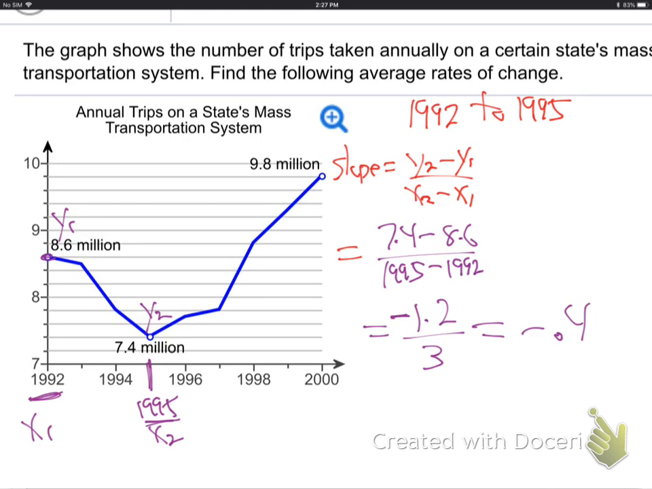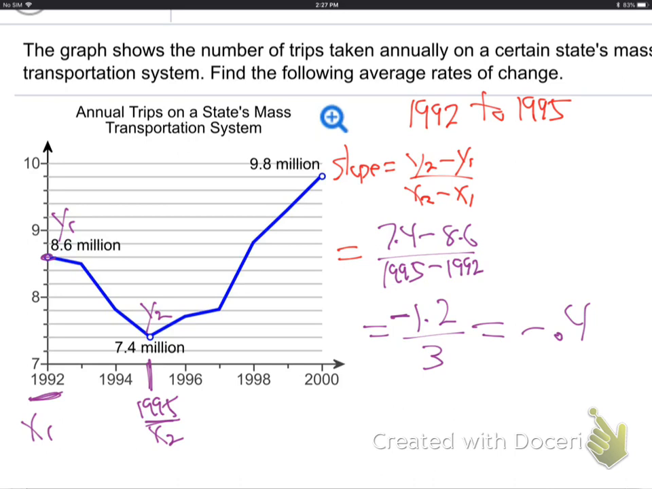During those 3 years, from 1992 to 1995, on average, remember, slope is an average. It's an average rate. The average rate of change, it was going down 0.4 million per year on average during those 3 years. During the whole 3 years, it dropped 1.2 million, dropping an average of 0.4 million per year. Remember, this is a slope. It's an average rate of change.